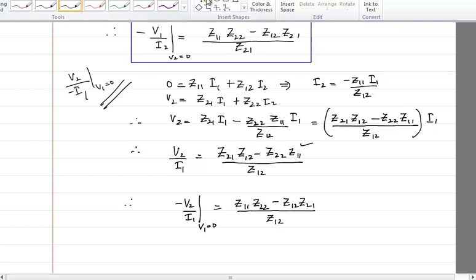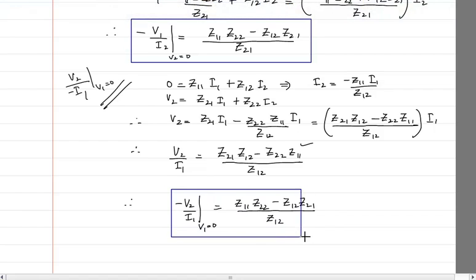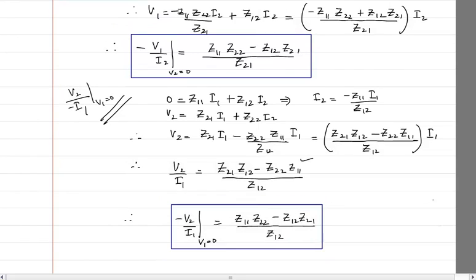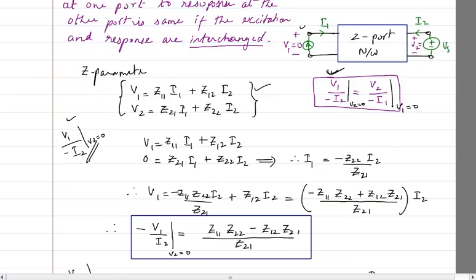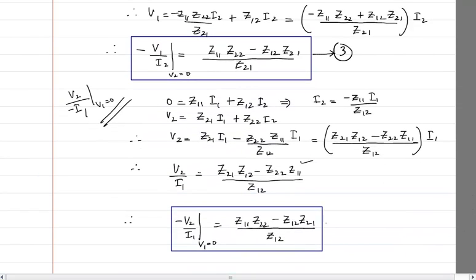Okay, so let me put this also in the box. So this is the second one that I have found out. And what does the condition of reciprocity say? According to the statement, the ratio of excitation versus response at the opposite ports should be the same. So this equation I am going to write as equation 1. Remember, this set of equations I am going to write as equation 2. And this I have got is 3, and this I have got is 4.